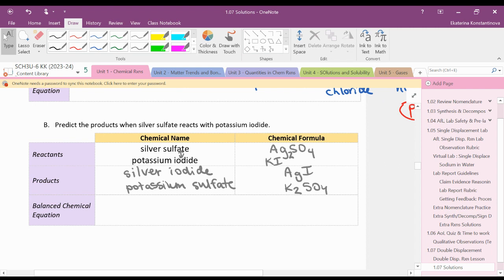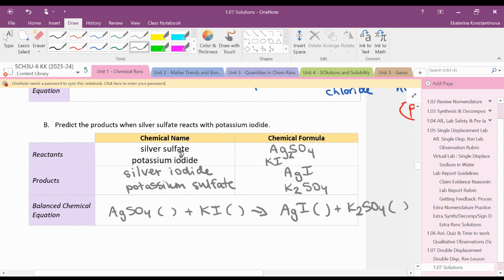Okay, so let's write out our equation. So I have AgSO4, leave space for states, plus KI, producing AgI plus K2SO4. Again, always now, from now on moving forward, write your brackets and predict your states.